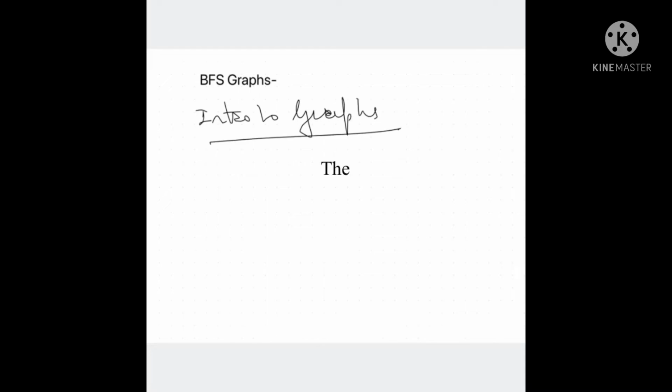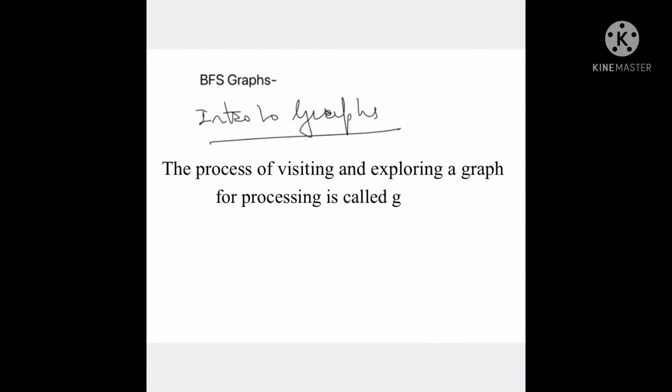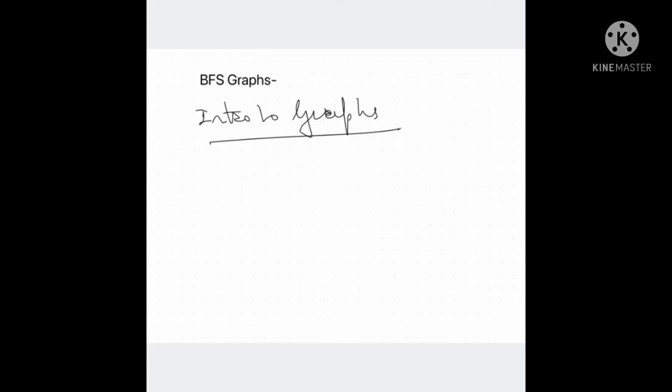When I talk about an introduction to graphs, the process of visiting and exploring a graph for processing is called a graph traversal. And if I have to be more specific, it is visiting and exploring each vertex and edge in a graph such that all the vertices are explored exactly once. So what do you mean by a vertex and an edge?